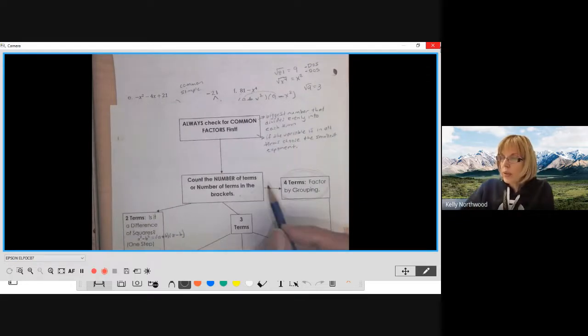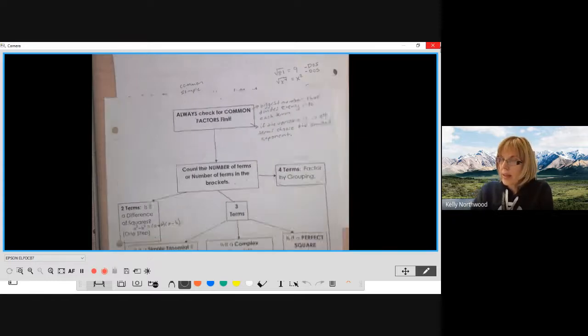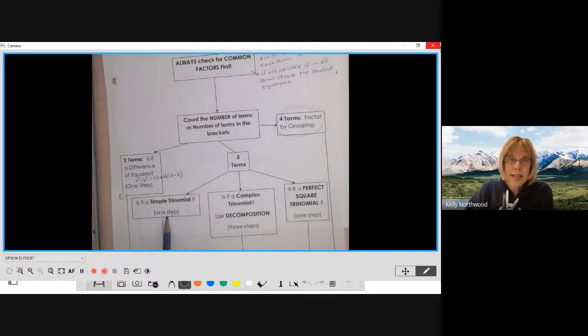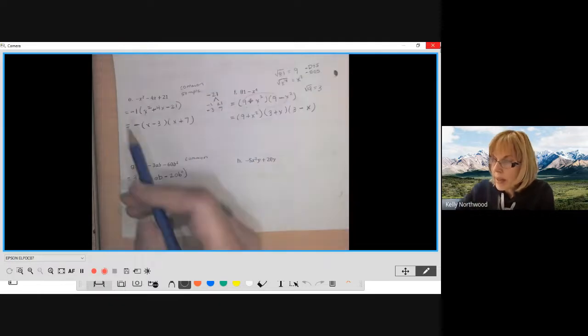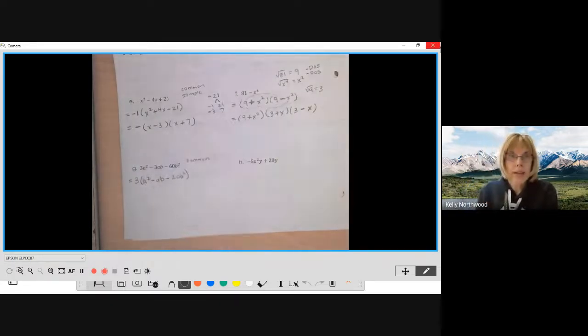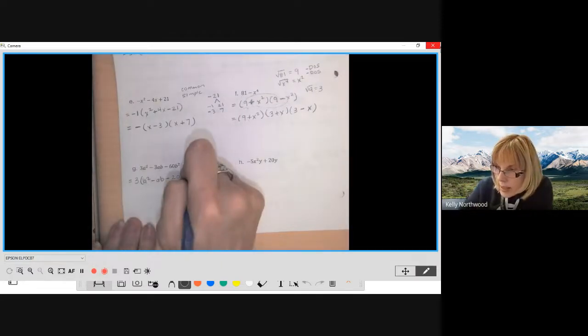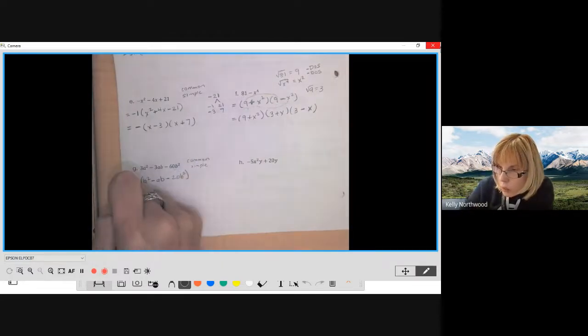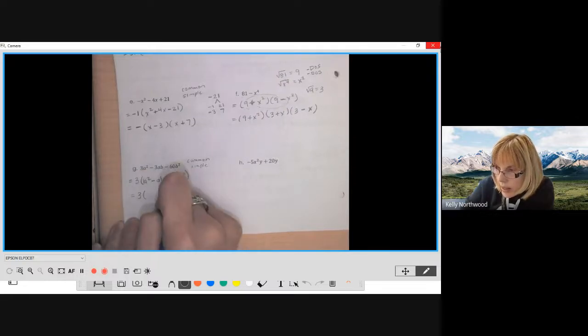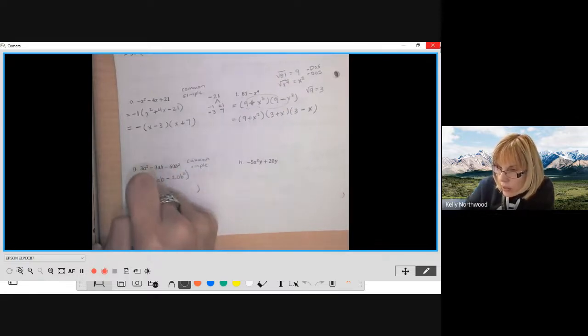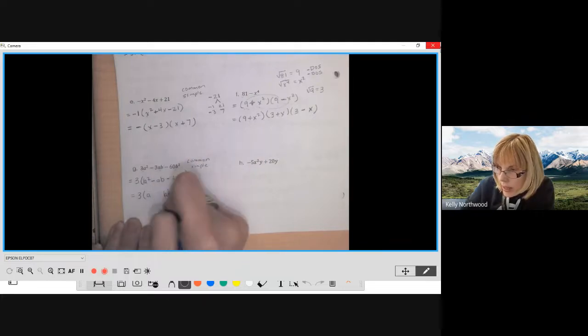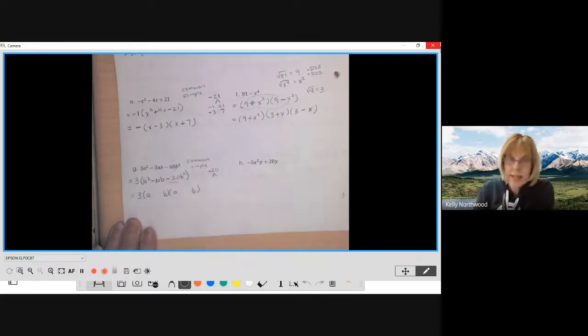Now it tells me to count the number of terms in the brackets. There's 3. And inside the brackets, it's a simple trinomial because there's just a 1 in front of the a squared there, which means for a simple trinomial, it's just one more step now. Break this down. So there'll be an A at the start of each bracket, a B at the end of each bracket, and then two numbers that multiply to negative 20 and add to negative 1 in this case. So they're going to have to be opposite signs and the bigger number being negative.